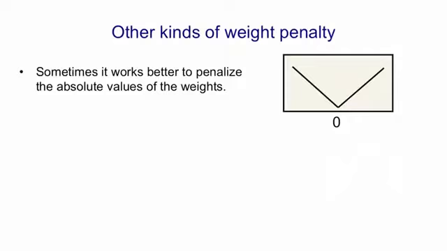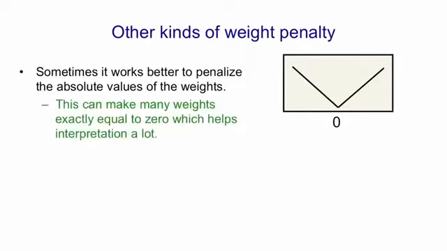There are other kinds of weight penalty. For example, an L1 penalty, where the cost function is just this V shape. So here what we're doing is we're penalising the absolute values of the weights. This has the nice effect that it drives many of the weights to be exactly zero, and that helps a lot in interpretation. If there's only a few non-zero weights left, it's much easier to understand what's going on.